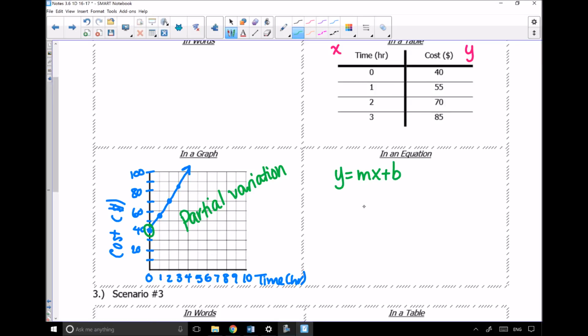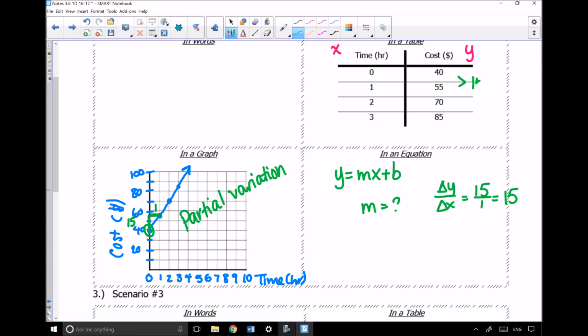But the question is, what's my m? Well, I have 2 ways I can figure out my m. One way I can figure out my m is by doing rise over run. So I can figure out how much did this rise by, how much did it run by? Well, it went from 40 to 55, so it went up by 15, and it went over by 1. So my delta y over my delta x, or my rise over my run, is going to be 15 over 1, which is 15. But let's confirm that it's really 15 over 1 using our first differences.